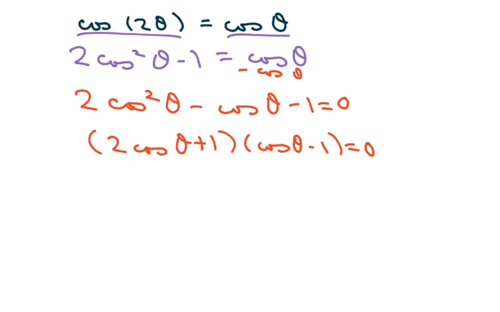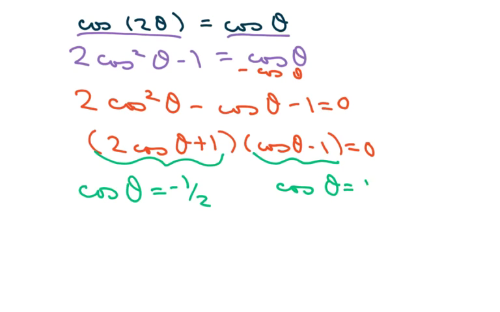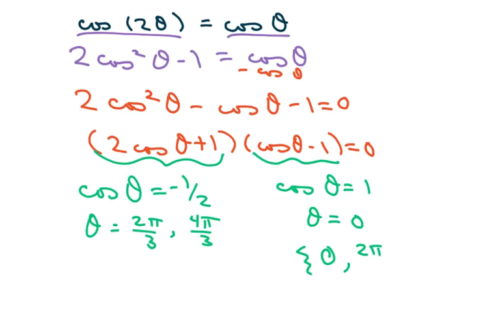And we're going to solve for this side and this side. This side's going to be cosine of theta equals negative 1/2, and this side's going to be cosine of theta equals 1. For the negative 1/2, we have theta equals 2 pi over 3 and 4 pi over 3. And for the 1, we have theta equals 0. So my solution set is going to be, in least to greatest, 0, 2 pi over 3, and 4 pi over 3.